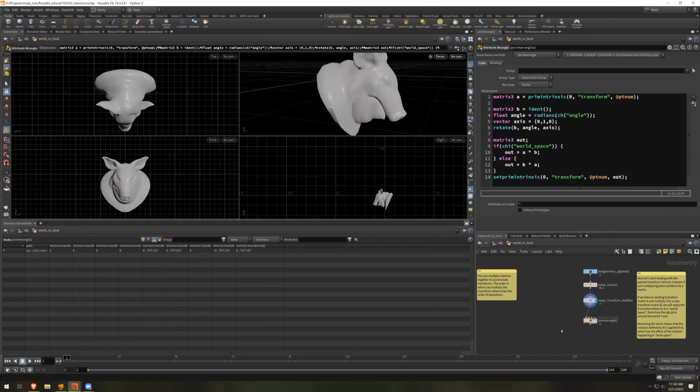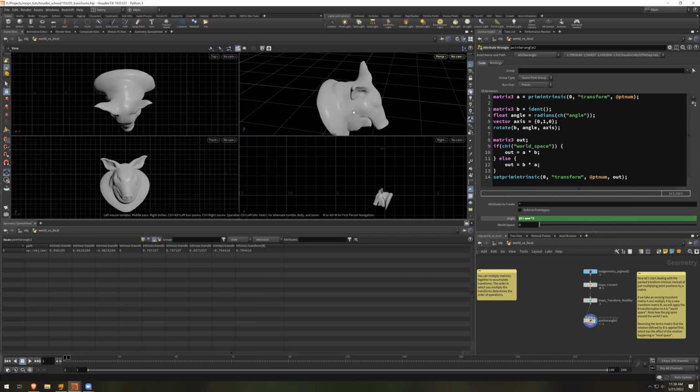Once I do this, I hit this button to define these terms. So I've got this world space toggle here at the bottom, and then I've got this angle. I'm just going to type an expression in here and say frame times 5. So every frame, it's going to rotate 5 degrees. So with world space off, when I'm building up this matrix, I'm starting with matrix A, which is the current transform, and then I'm multiplying it against the rotation around Y. So that rotation is happening after the fact.